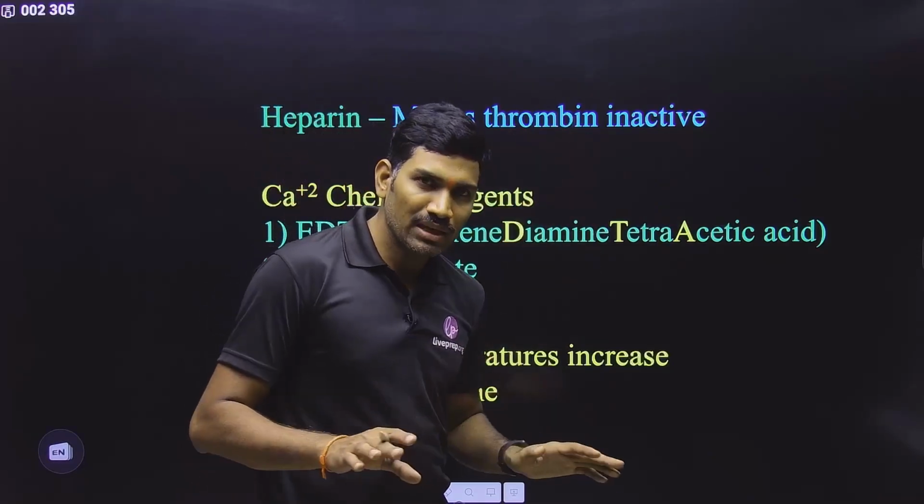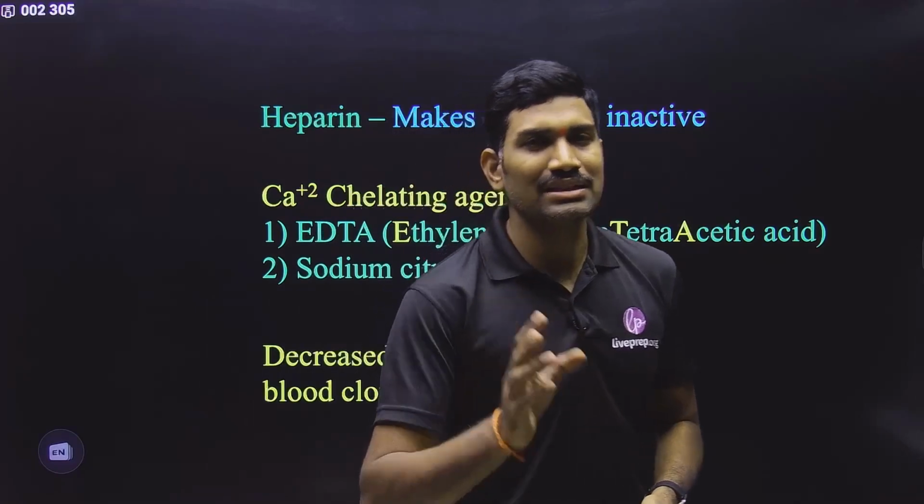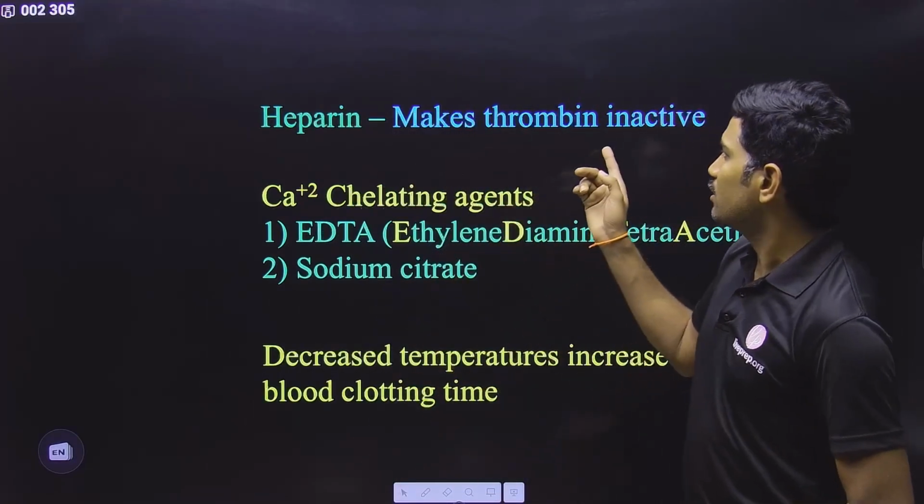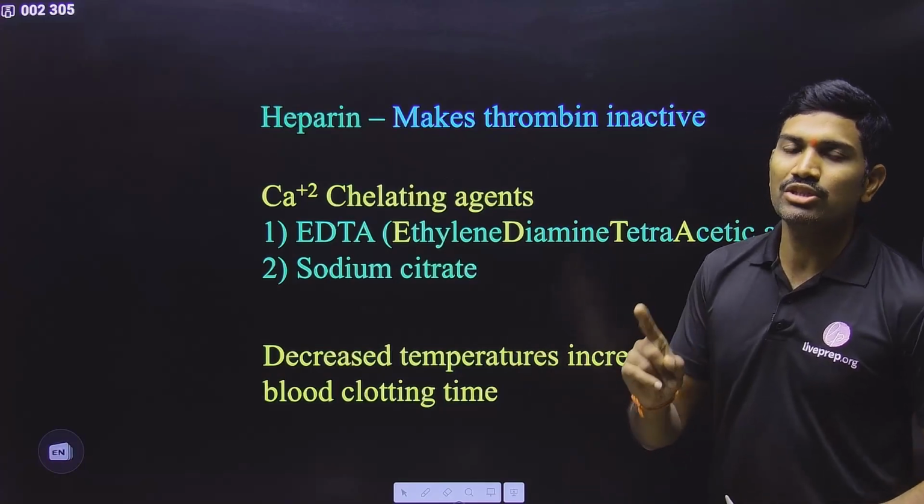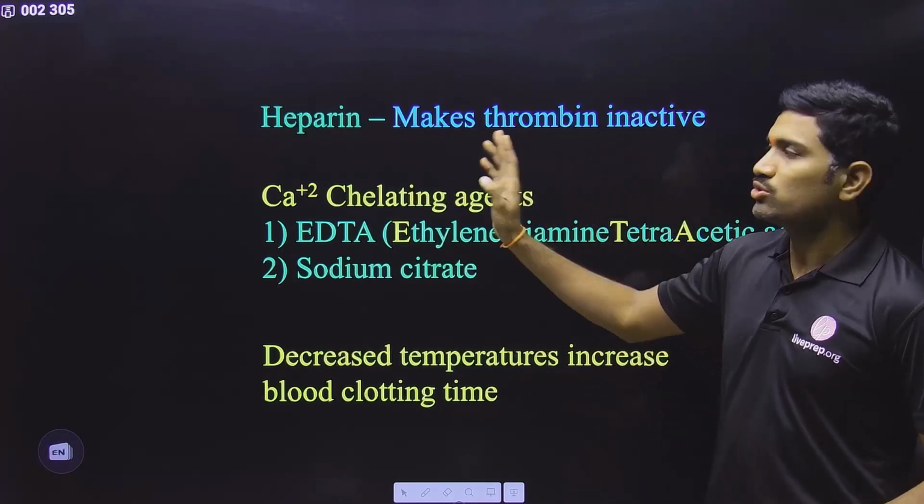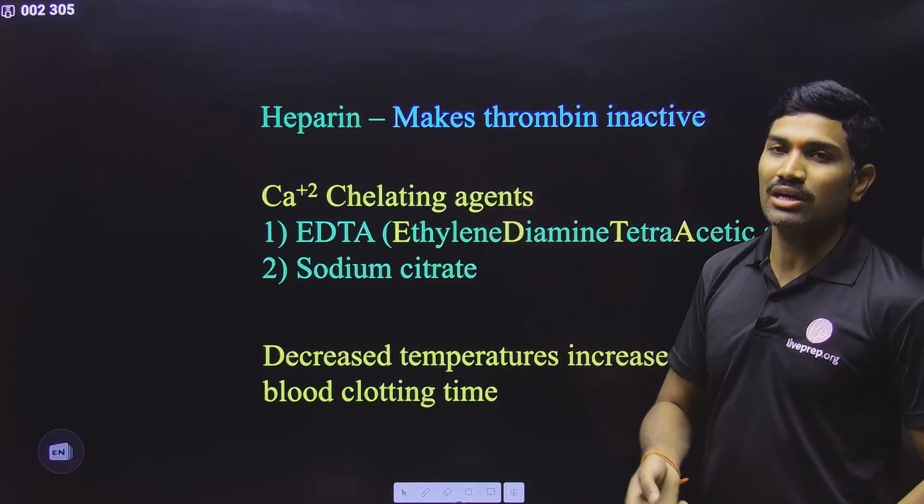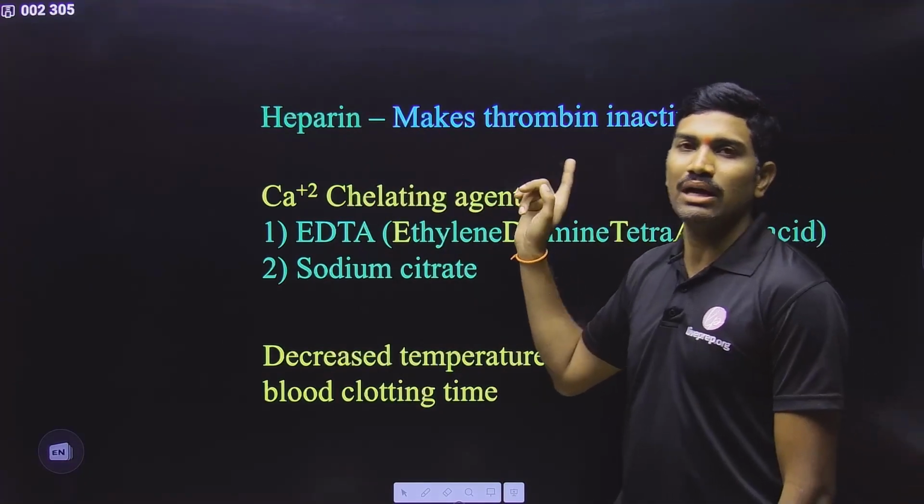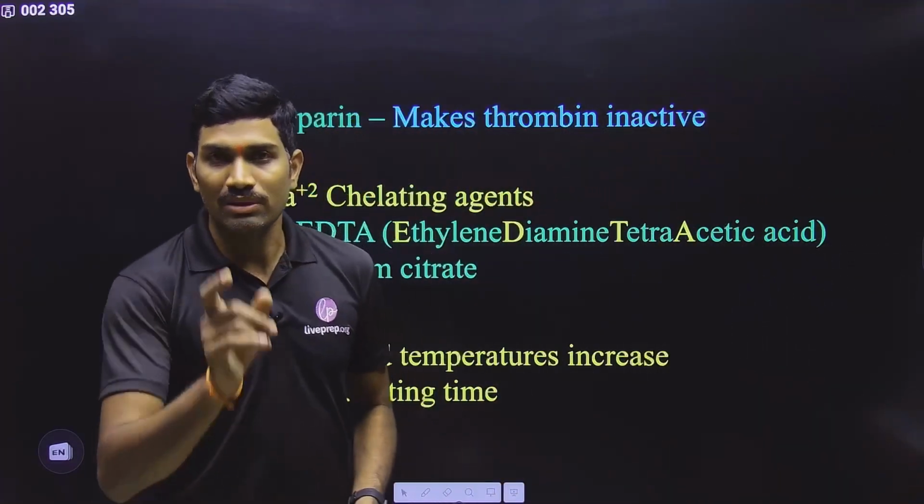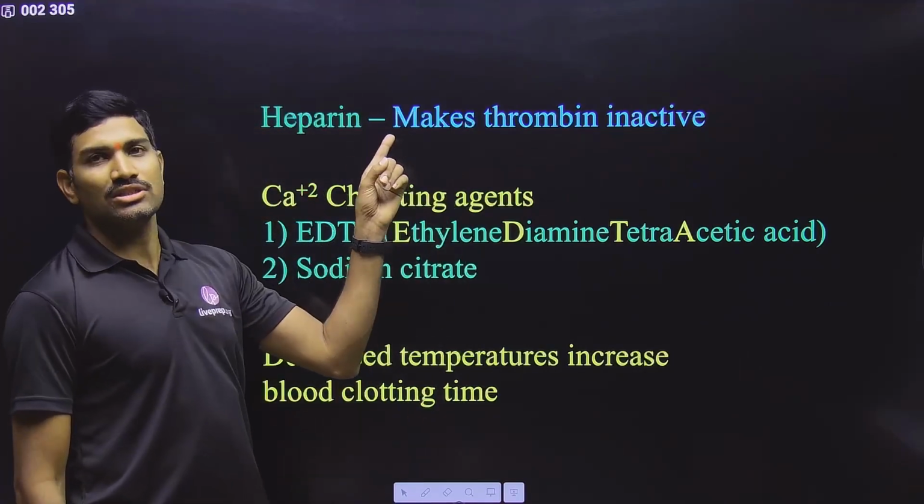So in the flowing blood, all these factors are present in the inactive form, right? So prothrombin is also there. So in the flowing blood, prothrombin should not be converted into thrombin. So in this way, heparin is acting as an anticoagulant. So heparin mainly targets this particular activation of prothrombin into thrombin. That step is controlled by this heparin. This is the major one.